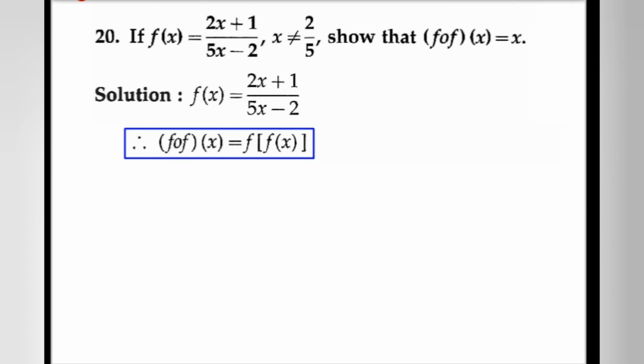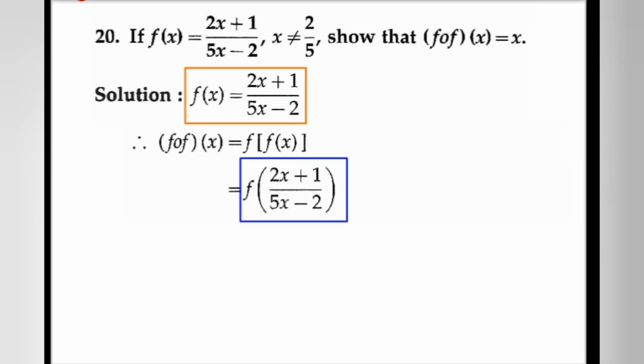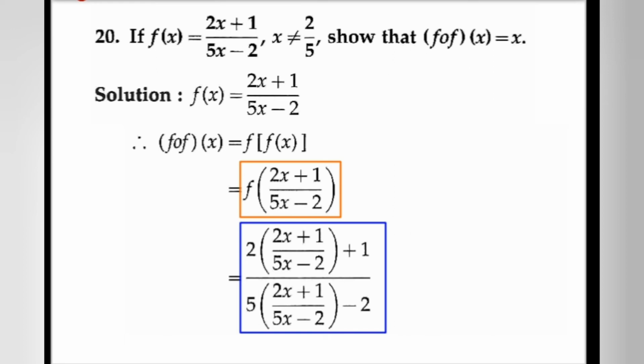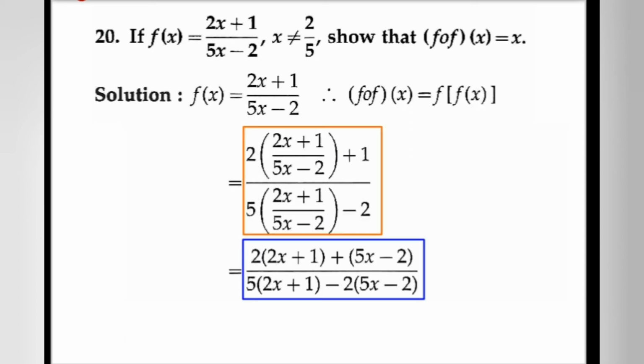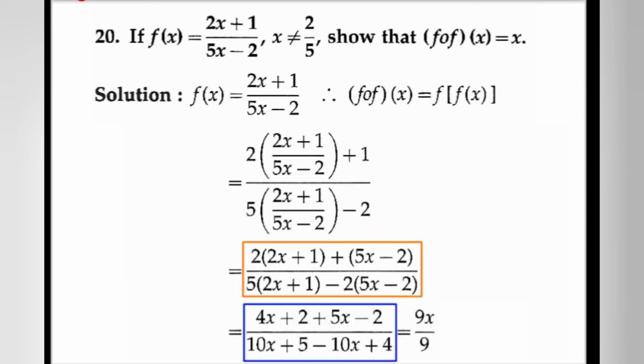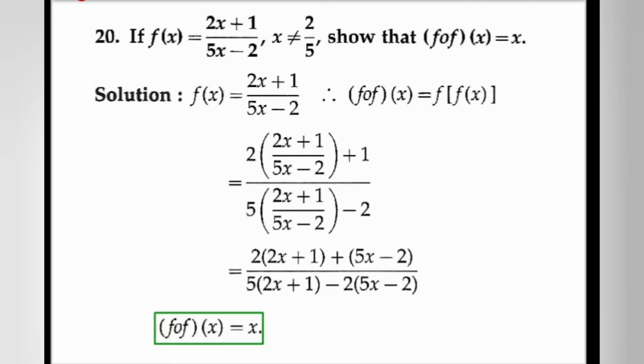Therefore, f of f of x is f of (2x + 1)/(5x - 2), which means it is [2 into (2x + 1)/(5x - 2) + 1] upon [5 into (2x + 1)/(5x - 2) - 2], which is equal to [2(2x + 1) + 5x - 2] upon [5(2x + 1) - 2(5x - 2)], which is (4x + 2 + 5x - 2) upon (10x + 5 - 10x + 4), that is 9x upon 9, which is x.